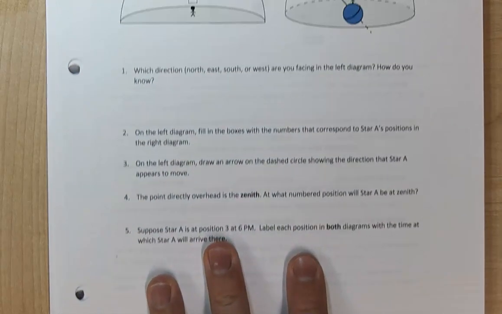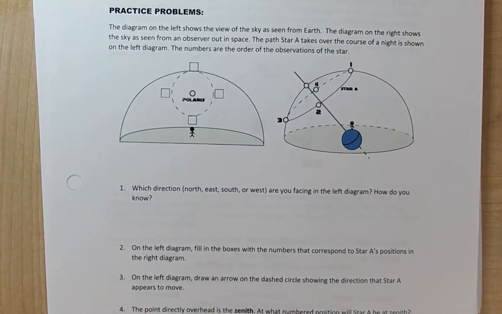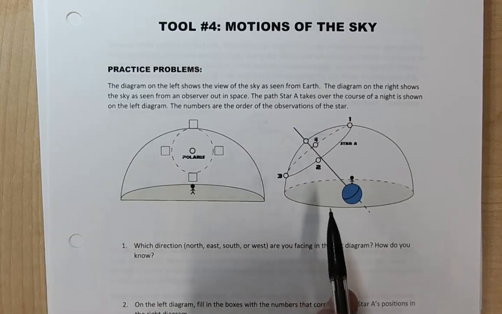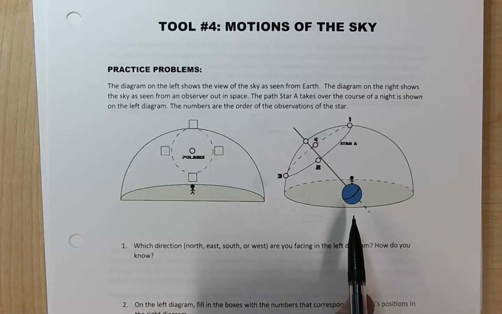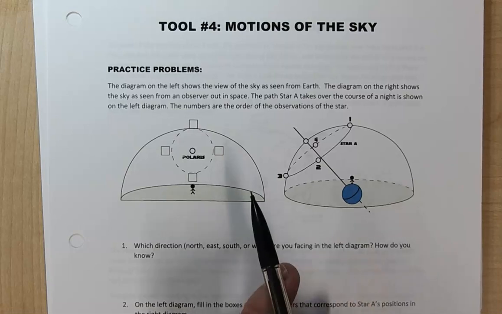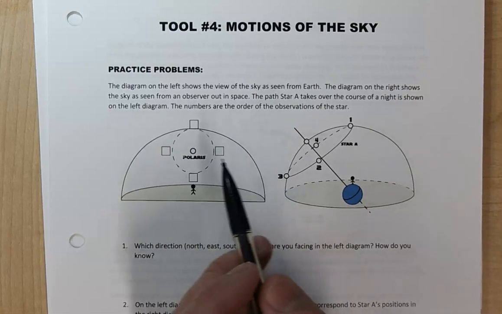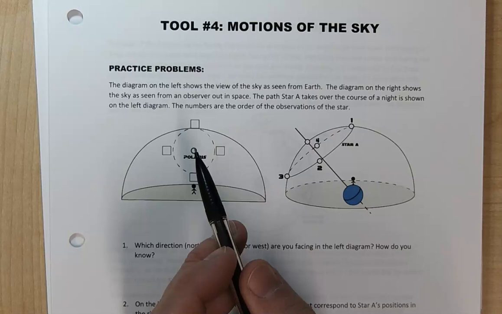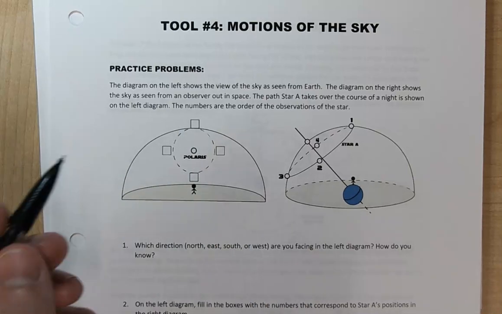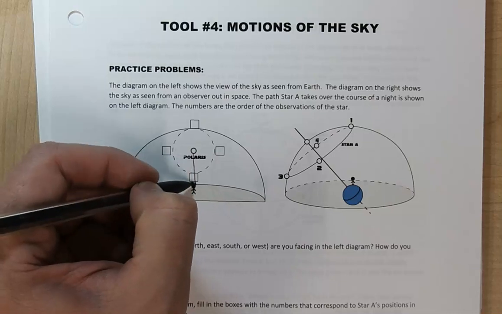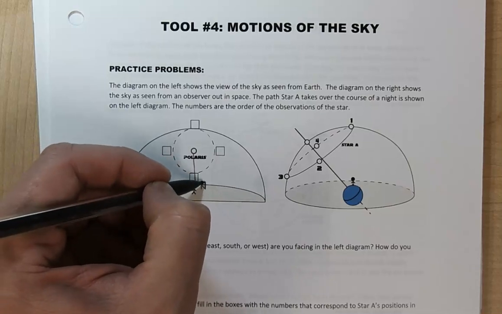Okay. All right. Let's look at these practice problems. Here we're not taking the wobble into consideration. Now we're just asking how our view changes over one night. This is the same diagram we had in the previous tool, but here we're rotating it a little bit. Instead of Polaris being off on the left, Polaris is smack in the middle of our view.